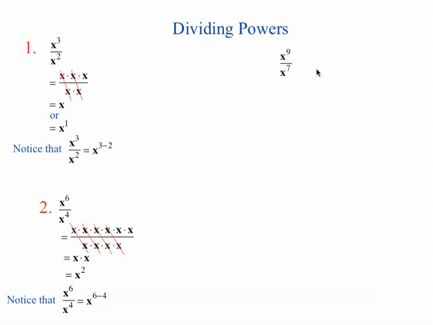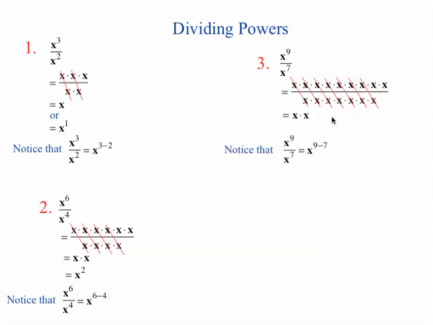Here's another example. x to the 9 divided by x to the 7. Here we have 9 x's multiplying each other divided by 7 x's multiplying each other. So I'm going to cancel off x divided by x is 1, and then x divided by x is 1. And so we're going to end up with 7 1s multiplying each other, and we're going to be left with 2 x's multiplying each other. These 7 1s multiplying each other is 1. 1 times 1 is 1 times 1 is 1. So we have 1 times x times x, which is x squared. And notice that x to the 9 divided by x to the 7 is the same as x to the 9 minus 7.